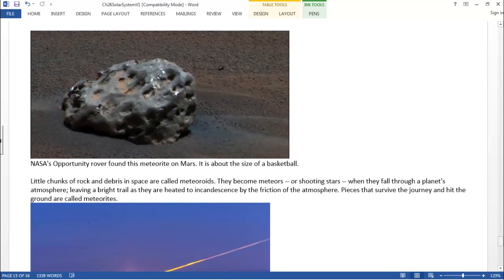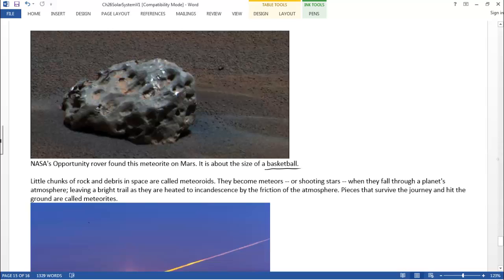Okay, how about meteors and meteorites? Well, I found this neat picture of a meteorite on Mars. So a meteor is like a tiny object from space, and I say tiny compared to a planet or the moon. This one's pretty big, the size of a basketball. And that's the part of the meteor that survived its travel through the atmosphere of Mars. So a meteor is something that's falling to a planet, and once it strikes a planet, it'll be called a meteorite.